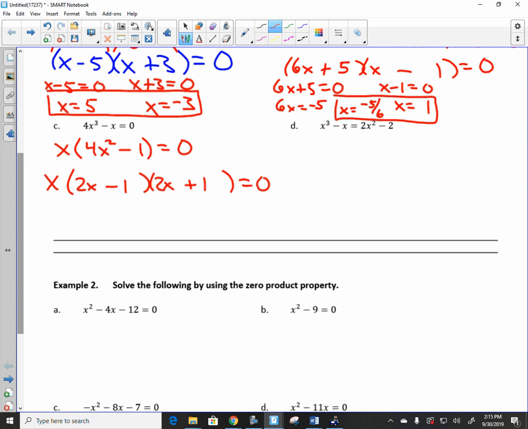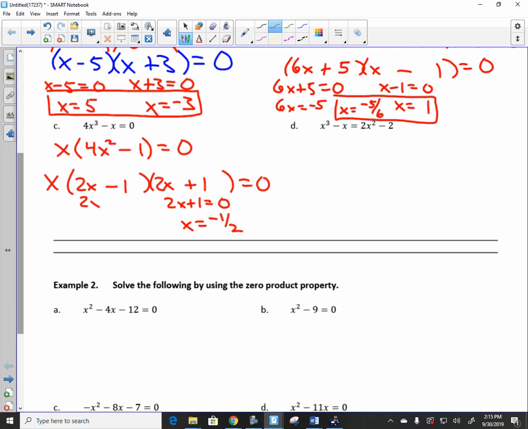Now it's completely factored. Now I look at my terms. Can somebody tell me what do you have here that would make 0? 2x plus 1 equals 0. If I solve that, what do you get for x? Negative 1/2. You subtract the 1 and divide by the 2.